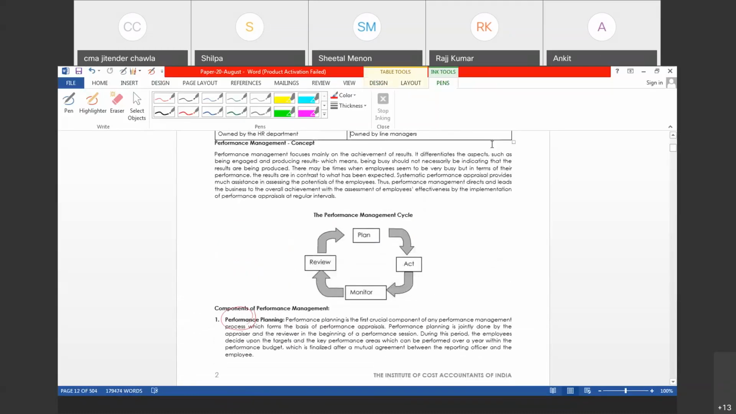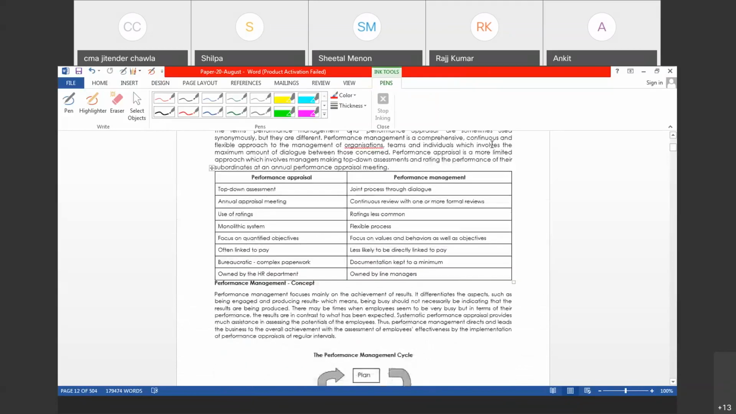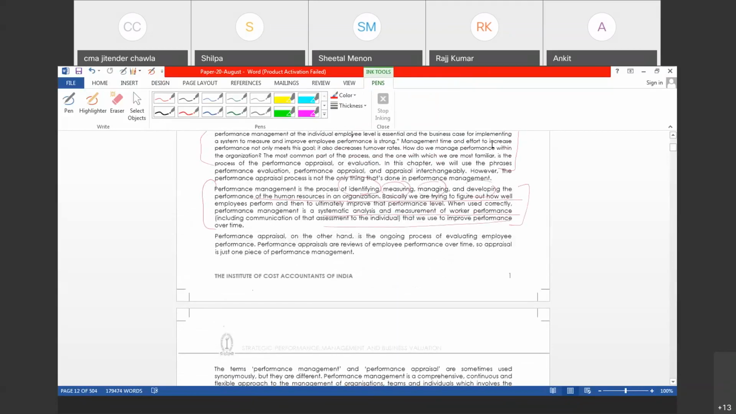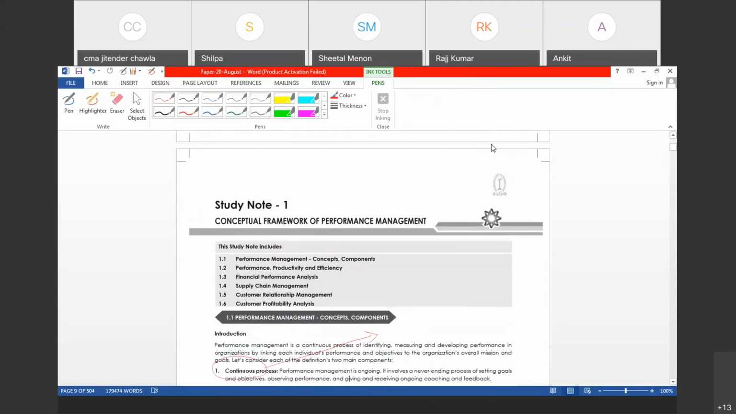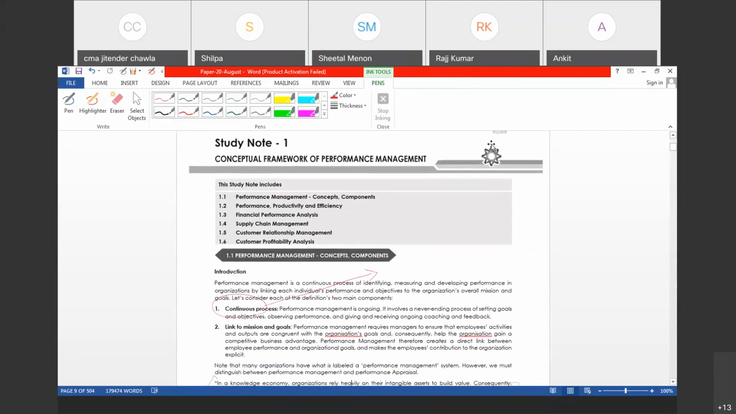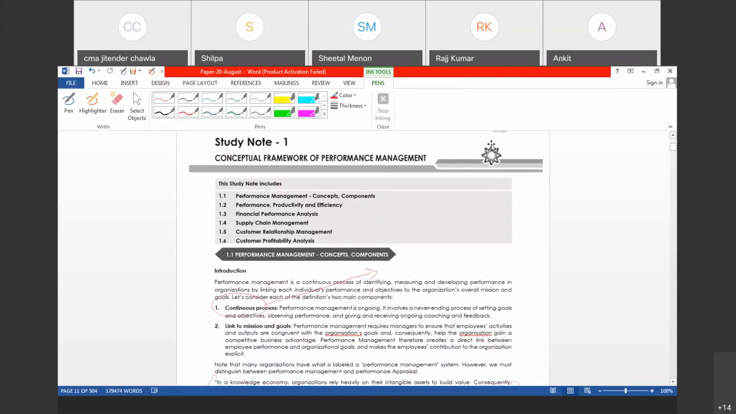This is section 1. So I am starting my presentation with this area. Study note 1, conceptual framework of performance management. Now, when you talk about performance management, you already learned from the very beginning, since your 11th standard, 10 plus 2 curriculum as well. What do you mean by management? Management is getting the work done by others.